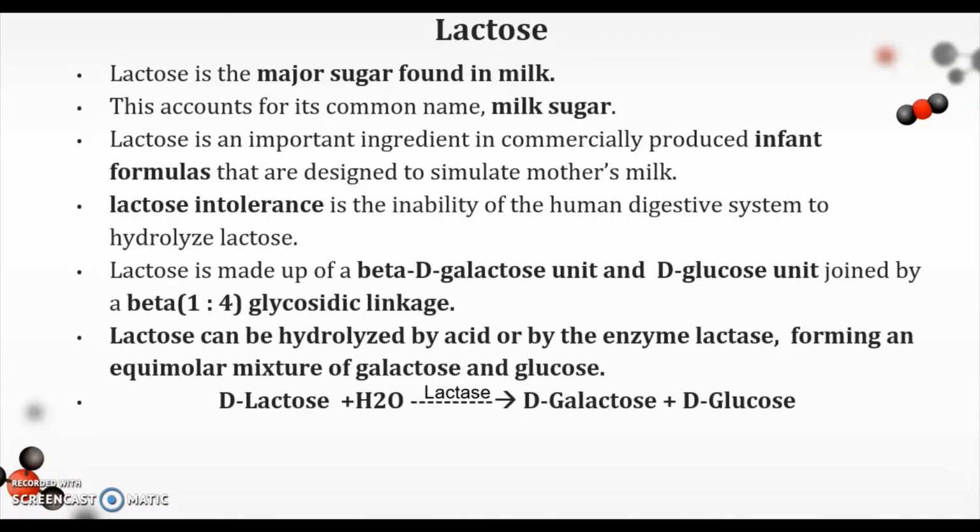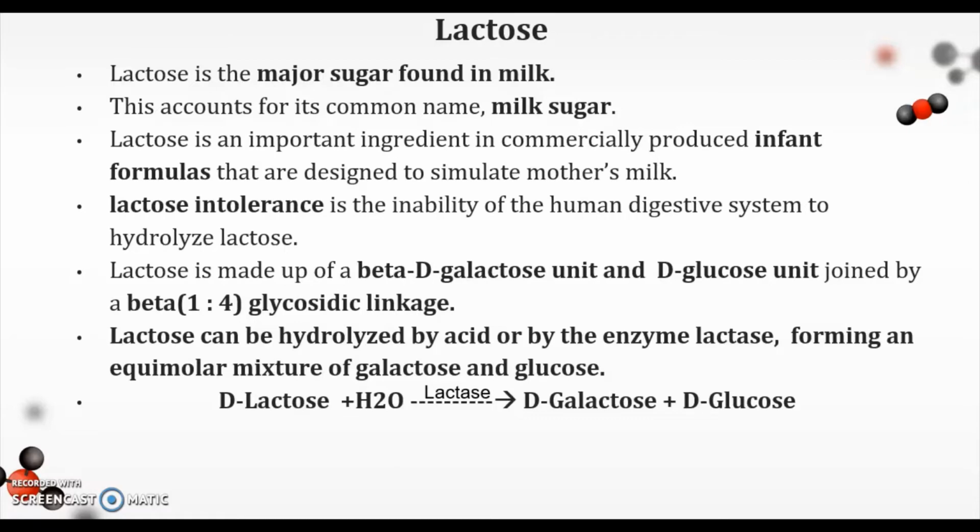Enzymes in the mammalian mammary gland take glucose from the bloodstream and synthesize lactose. Lactose is an important ingredient in commercially produced infant formulas that are designed to simulate mother's milk. Souring of milk is caused by the conversion of lactose to lactic acid by bacteria in the milk. Pasteurization of milk is a quick heating process that kills most of the bacteria and retards the souring process.